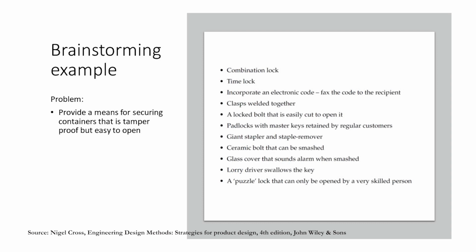So, let us look at an example. If I give you a problem of providing a means for securing containers that is tamper proof, but easy to open. Think of a means for securing containers that is tamper proof, but easy to open. Does anything come to your mind? Tamper proof means if you have secured the container with some kind of a lock, then if somebody has done anything to that lock, then you will get to know. A bolt. A vault.